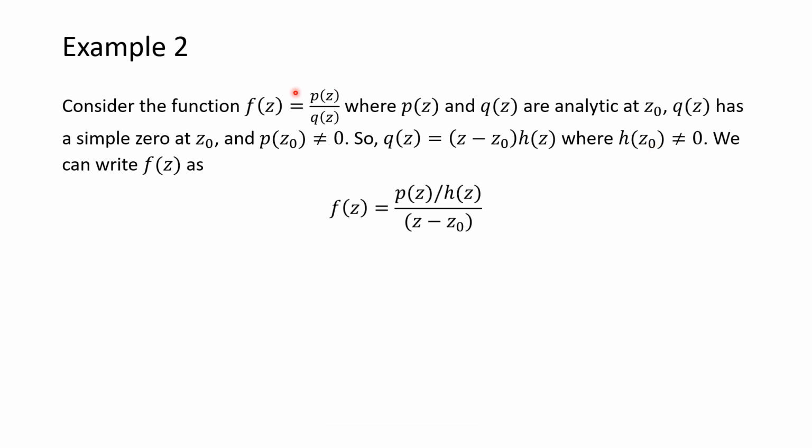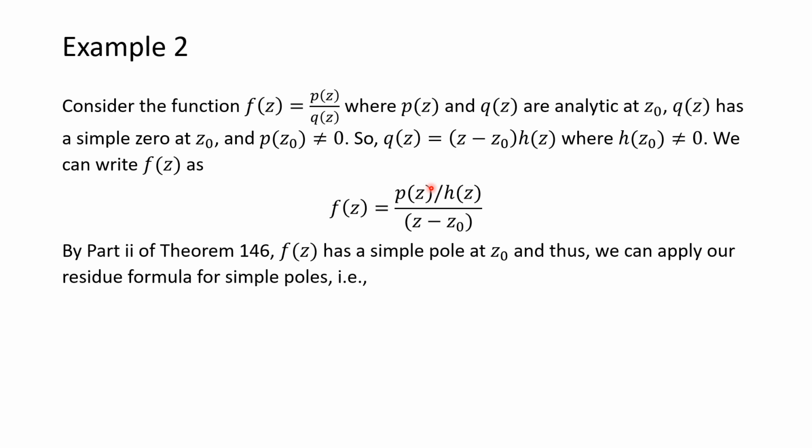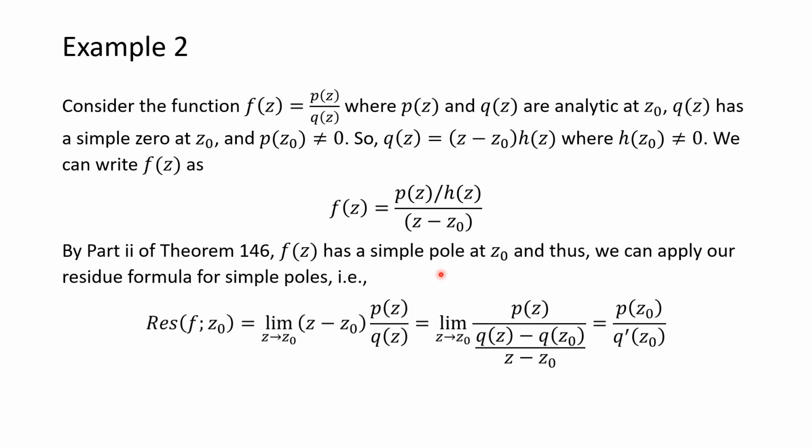Then we can rewrite f of z like this. We just plugged in q of z in this form and then flipped the h of z to the top. So f of z has a simple pole at z sub 0. And then we can apply our formula for simple poles, which we derived earlier in this presentation. So we just take the limit as z approaches z sub 0 of z minus z sub 0 times f of z. And we can rewrite it like this.